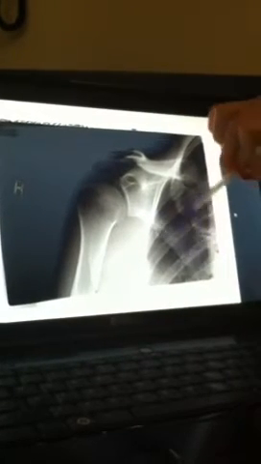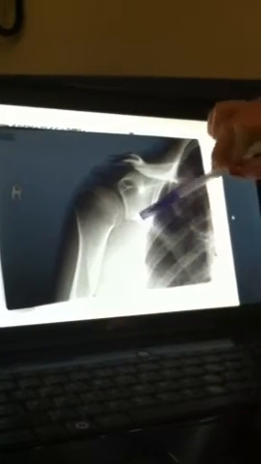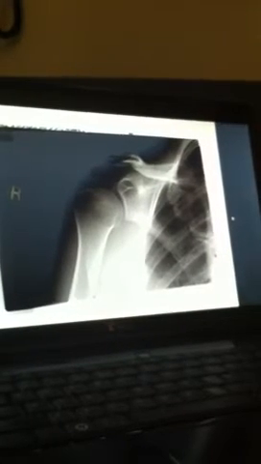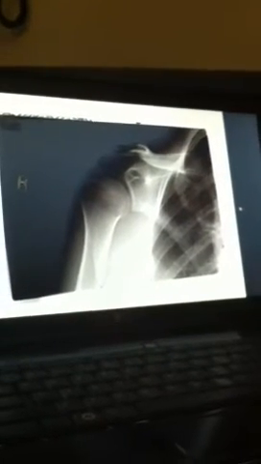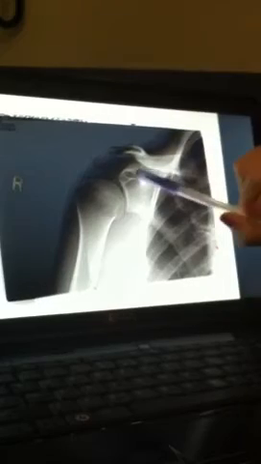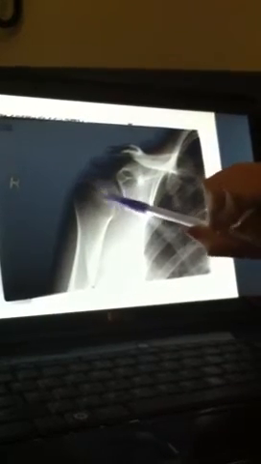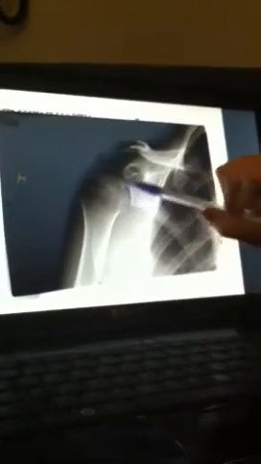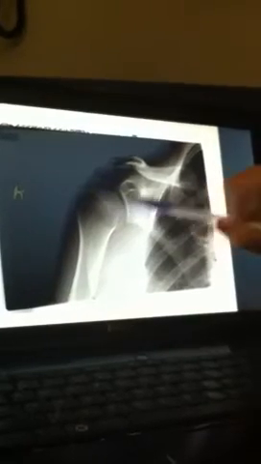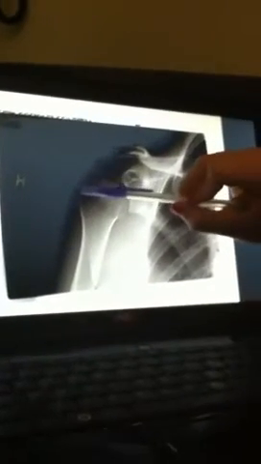So what is this? The lateral border of the scapula. It is the lateral border of the scapula. That's like something we could label. What is this part? The head of the humerus. What is this?